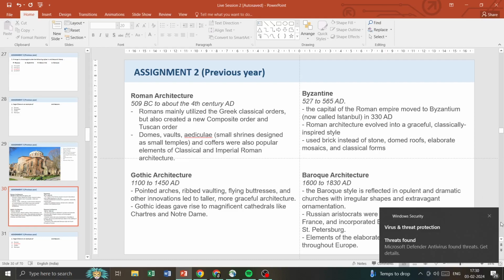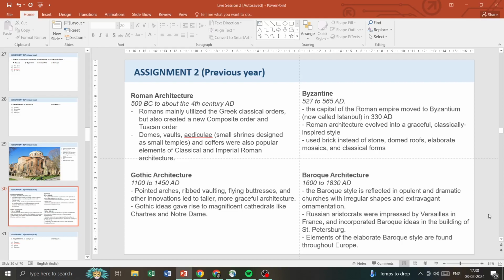So Roman architecture lasted from 509 BC to about the 4th century AD. Romans mainly utilized the Greek classical orders, but also created a new composite and Tuscan order. Roman architecture had domes, walls, aedicules, which were small shrines designed as small temples. And coffers were also popular elements of classical and imperial Roman architecture.